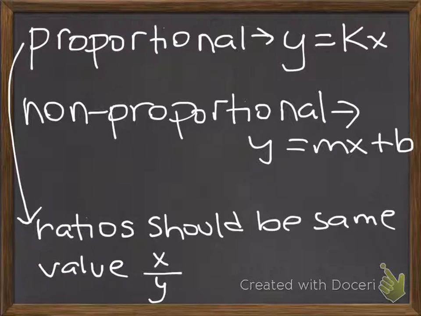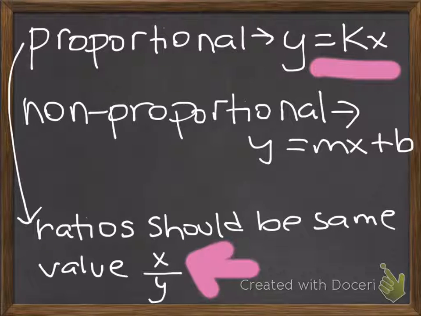Now, to determine whether a relationship is proportional or non-proportional, you want to look at the values that you're given, whether it be a table of values or a graph of values, and you want to look at each ordered pair and write a ratio for it, x over y. If each ratio that you write is the same value when you divide x divided by y, then you can consider that a proportional relationship. So you would use y equals kx. Now if it's non-proportional and that is not the case, then you would use slope-intercept form, which is y equals mx plus b.